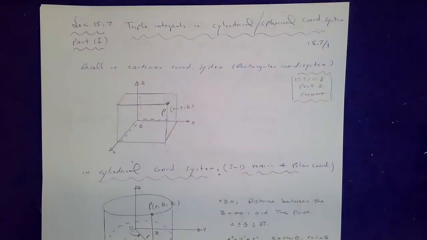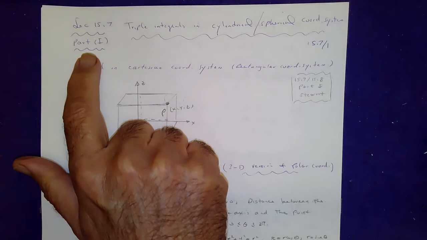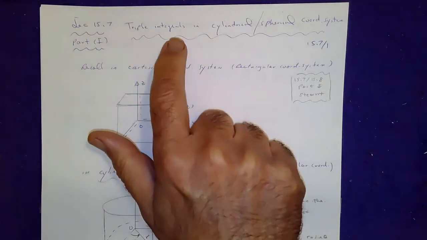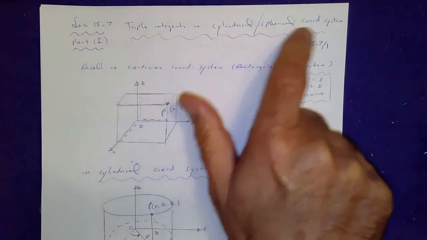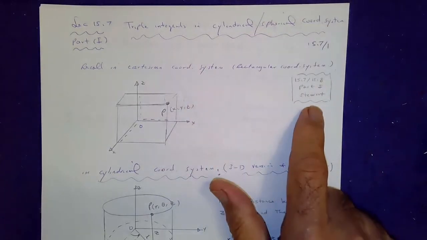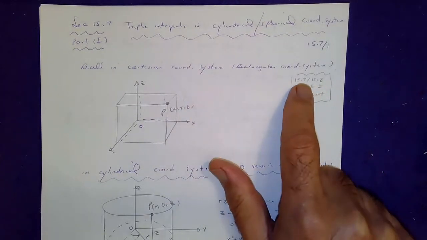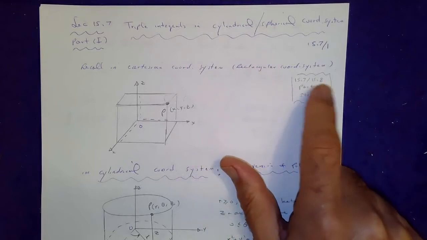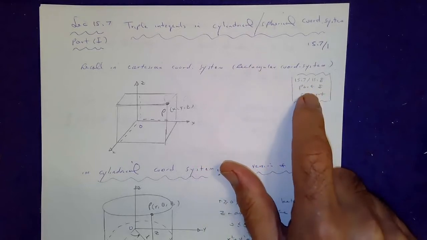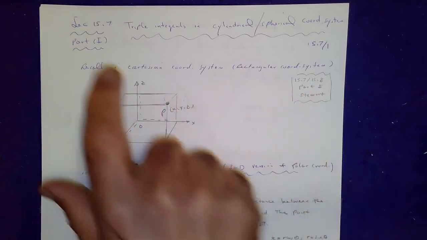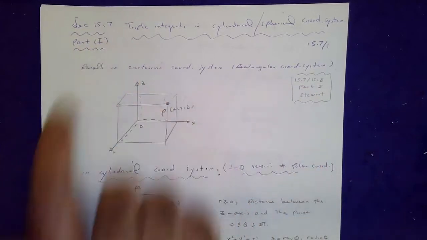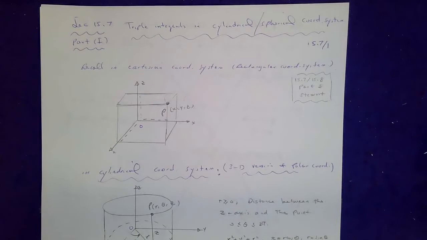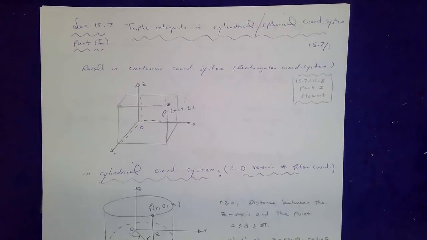Section 15.7 in Thomas's textbook is called Triple Integrals in Cylindrical and Spherical Coordinates, whereas in Stewart's textbook this topic comes in two separate sections, 15.7 and 15.8. But in both textbooks, I'm going to talk about part one. In other words, I'm going to divide this section into two separate videos.